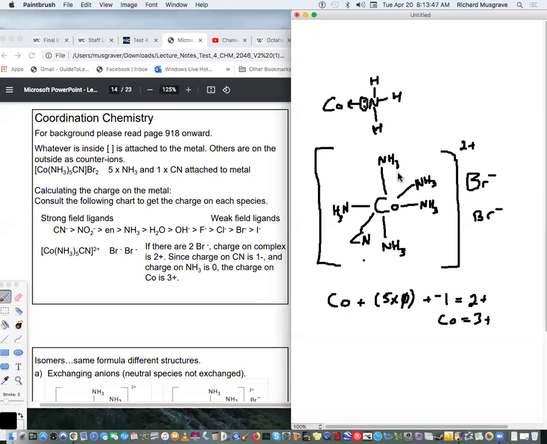I don't understand. Okay, so each Br is -1, which makes that entire business -2, which means that whatever's in the square brackets must be +2 to balance it out. But you said Co is 3. It is, but the +2 here is on the entire thing in the square brackets. And what I did was calculate the charge on the cobalt by using the charges on the ligands. Do you understand where the 2+ comes from?